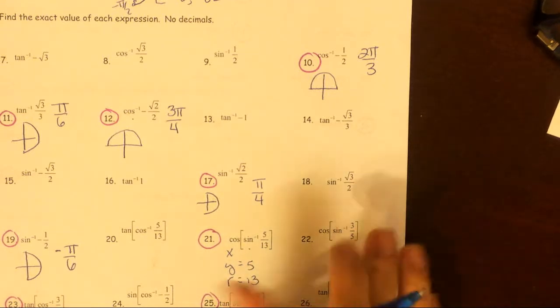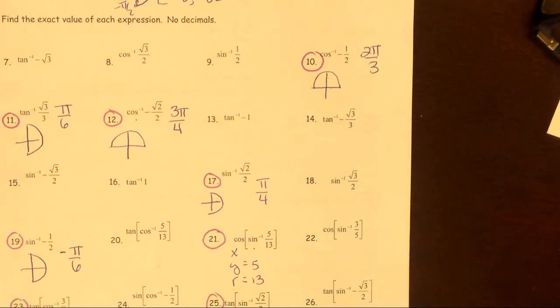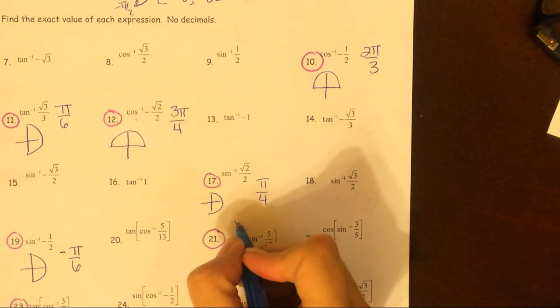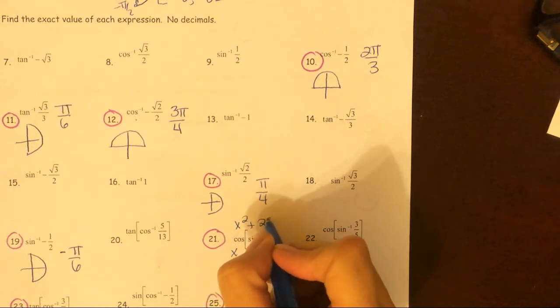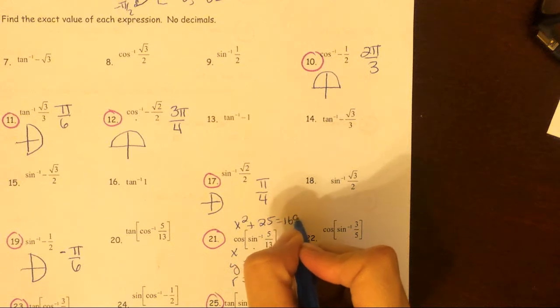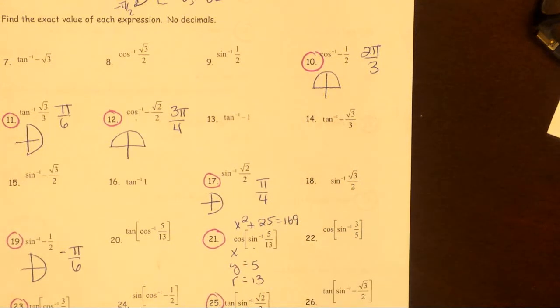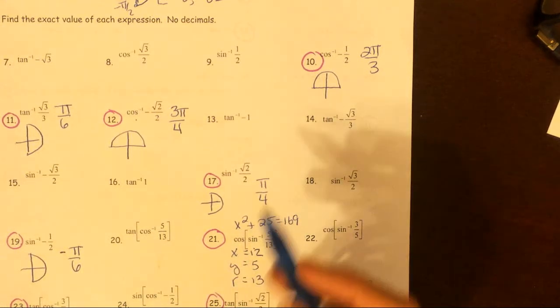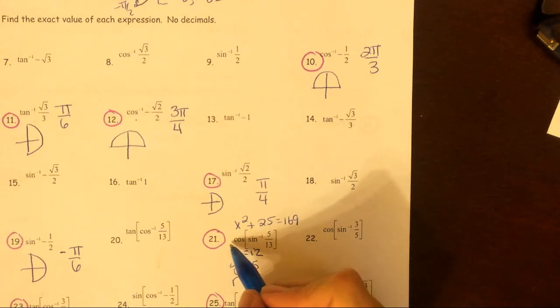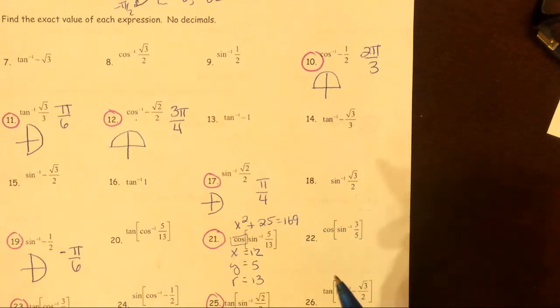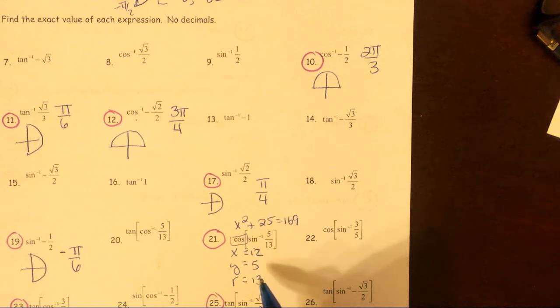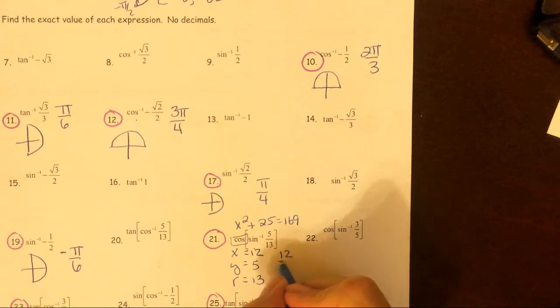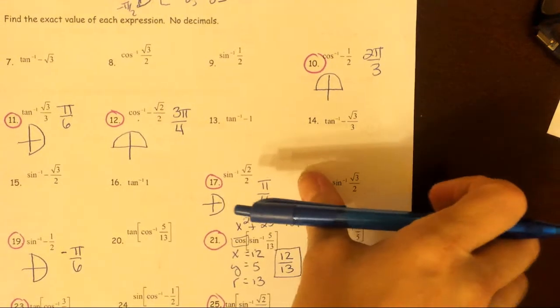If it's an XYR problem and they give me sine, they just gave me the y and the r. I'm going to go find my x using x squared plus y squared equals r squared. If I subtract those, I get 144, and the square root of 144 is 12. So that's the inside. And the outside wants me to find cosine. In order to find cosine, I need to use the x and the r. So I simply put the x over the r, and we're done. Let's go look at 23.